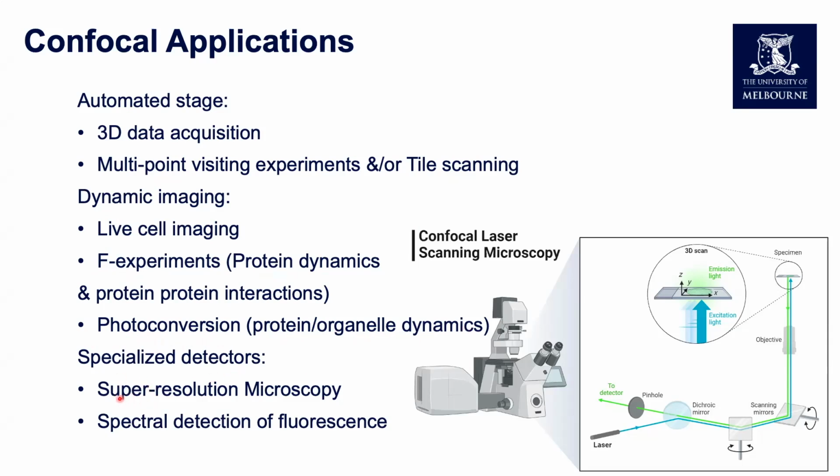The other really important possibilities are specialized detectors on here. So there are a few now super resolution microscopy specialist detectors, and we'll cover those in the super res section. But also the ability to do spectral detection, so across the visible light wavelength. So we're no longer limited to just 3 or 4 channels. We can actually start to then multiplex our stains.